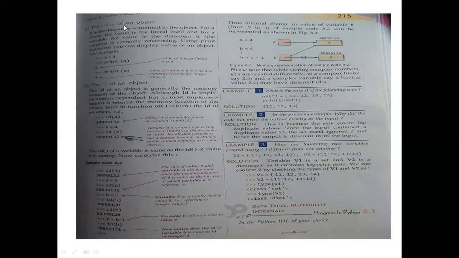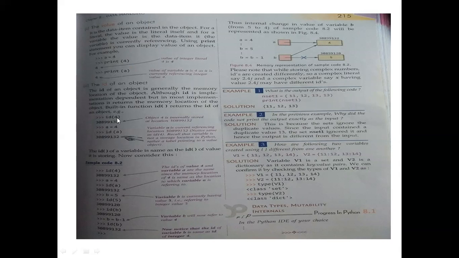Now, the value of an object. The value of an object can be shown by the print function. a = 4. If I write print(4), it will show 4. If I write print(a), it will also show 4. Next, the id of an object. The id function is used to show the address of a value. id(4) will show the address of 4. a = 4, if I write id(a), it will show the address of a.